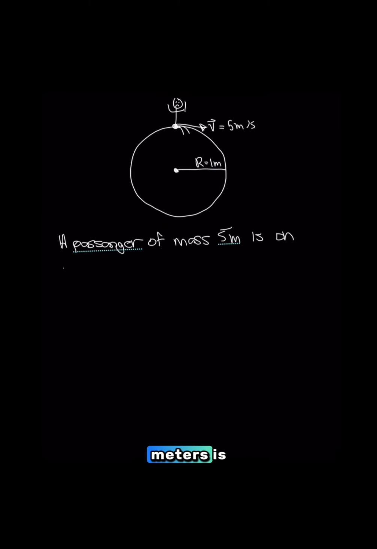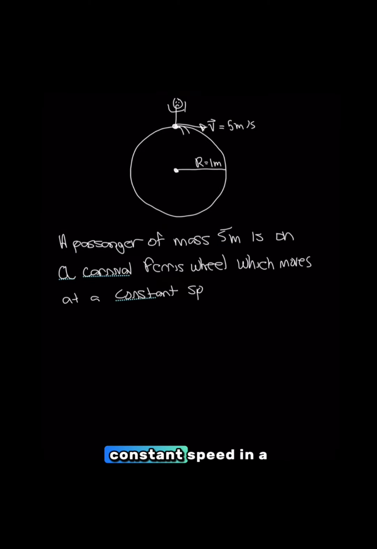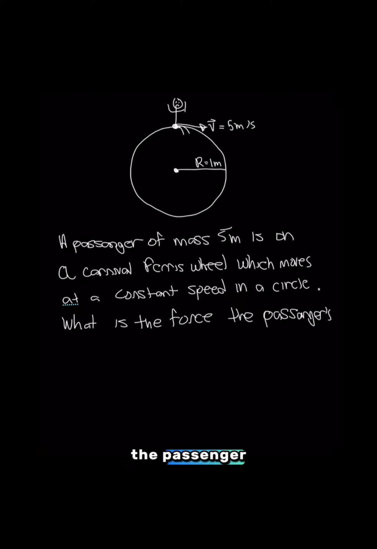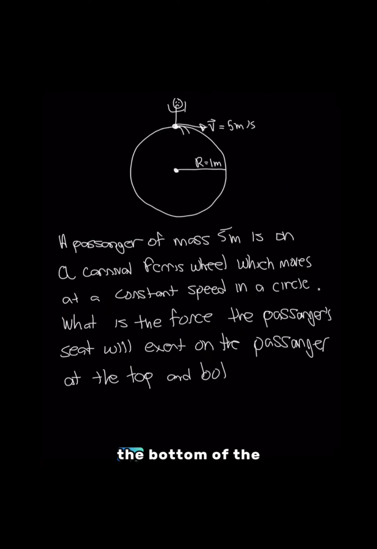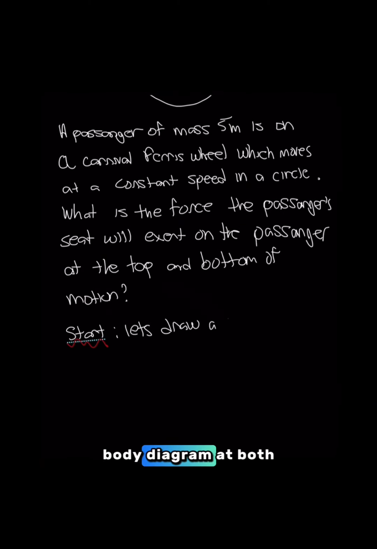A passenger of mass 5 kg is on a Carnival Ferris wheel, which moves at a constant speed in a circle. What is the force the passenger seat will exert on the passenger at the top and the bottom of the motion? To start, let's draw a free body diagram at both points.